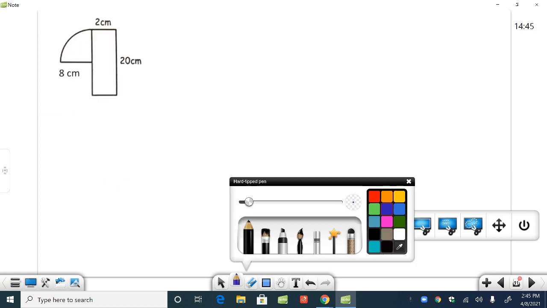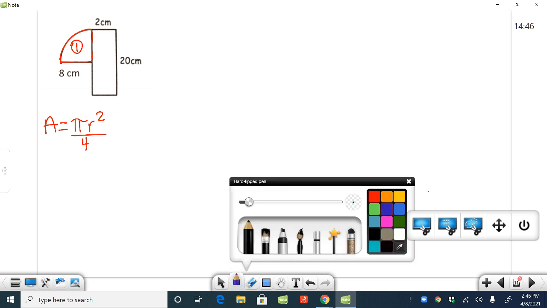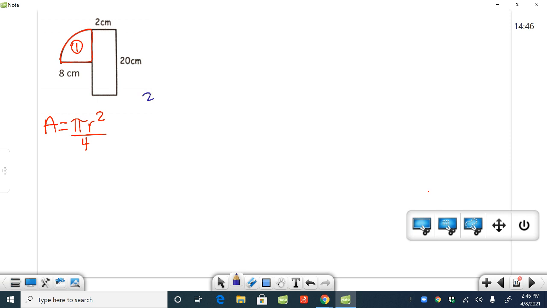All right, let's move on to the last one. And the last one is 2 different shapes again, but this time you have a quarter circle. The formula for that is pi r squared divided by 4. So you get that one part. And shape number 2 is just a rectangle.